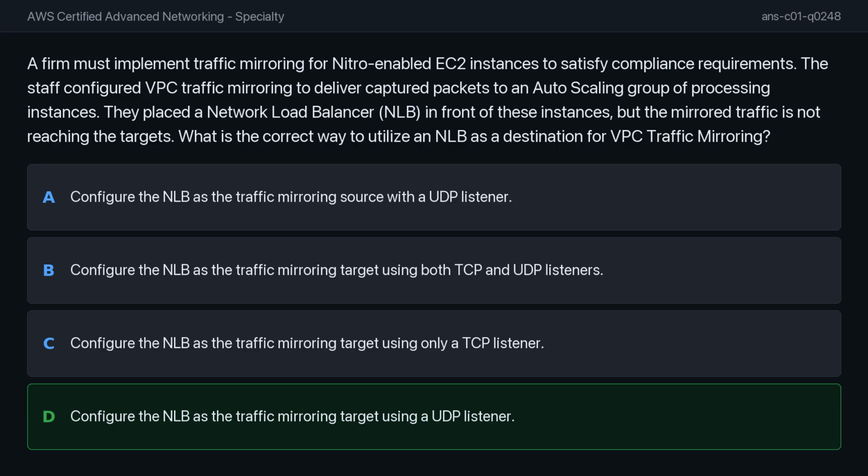Remember this detail for your exam. Always confirm the protocol requirements for specialized services like traffic mirroring.